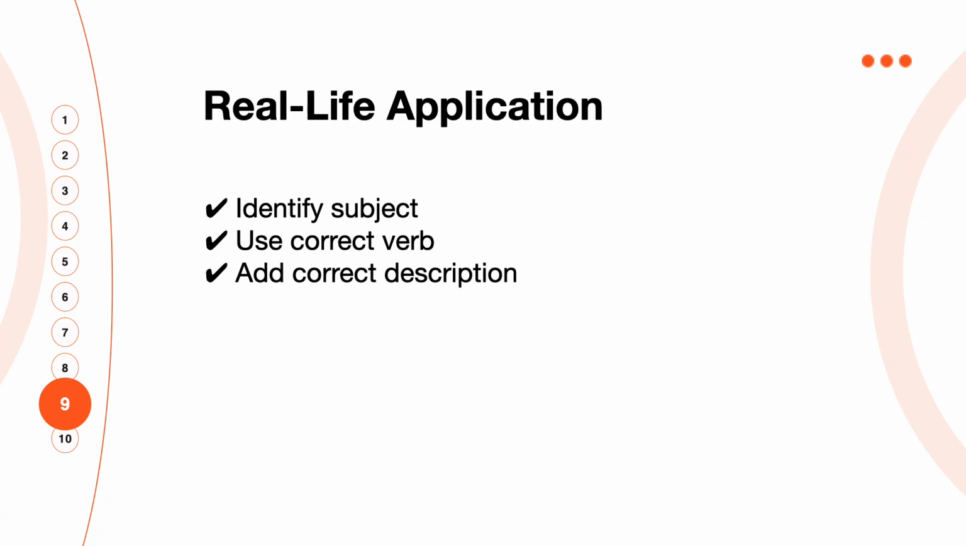From now on, whenever you speak English, try to think in simple structure. Ask yourself three questions. Who is doing the action? What action is happening? What extra information describes it? When you start thinking like this, your sentences automatically become clearer. You will also start noticing grammar patterns in books, movies and conversation, and slowly English will start feeling more natural.